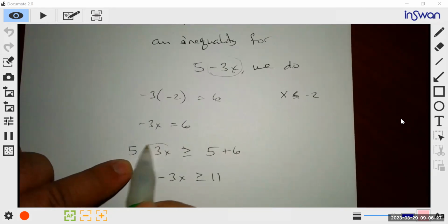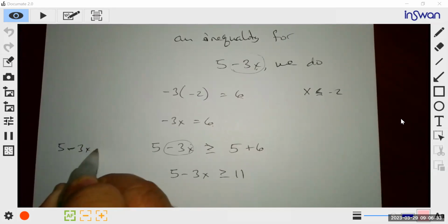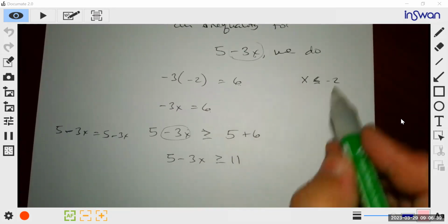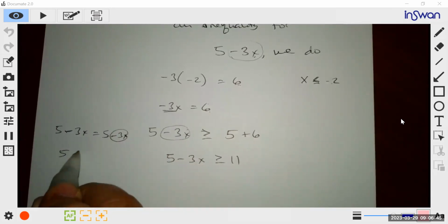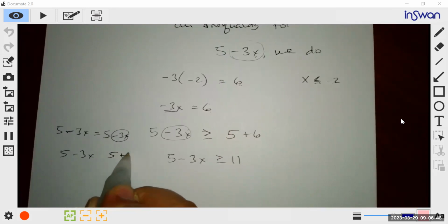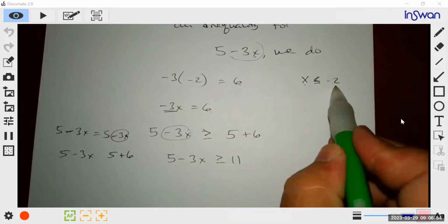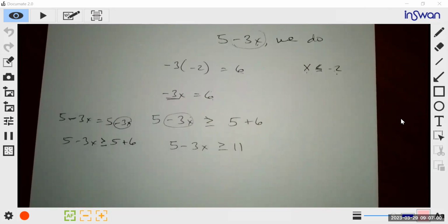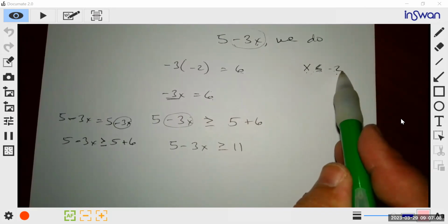So that means, if we started off with 5 minus 3x, we plugged in -2, we got 6. So this minus 3x is equal to 6. All right, equal to +6. But x can now be smaller than everything else, which means since 3 is negative, it's going to get bigger. What's smaller than -2? -3.